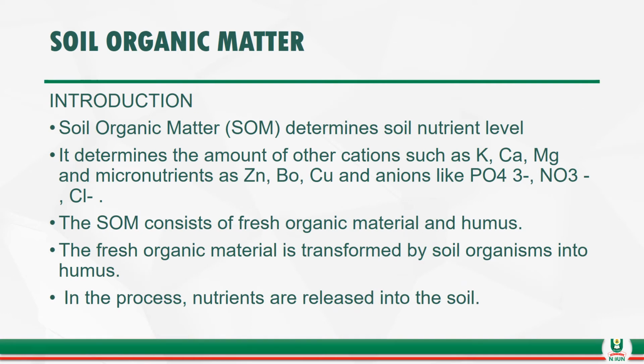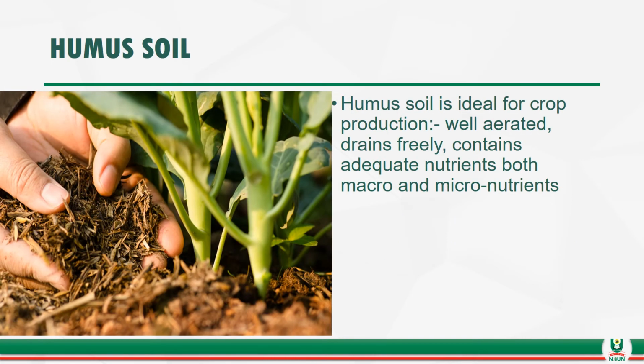By way of introduction, organic matter determines soil nutrient level. It contains the amount of other cations such as potassium, calcium, magnesium, and micronutrients such as zinc, boron, copper, and anions like phosphate, nitrate, and chlorine. The soil organic matter consists of fresh organic materials and humus. The fresh organic material is transformed by soil organisms into humus. In the process, nutrients are released into the soil.